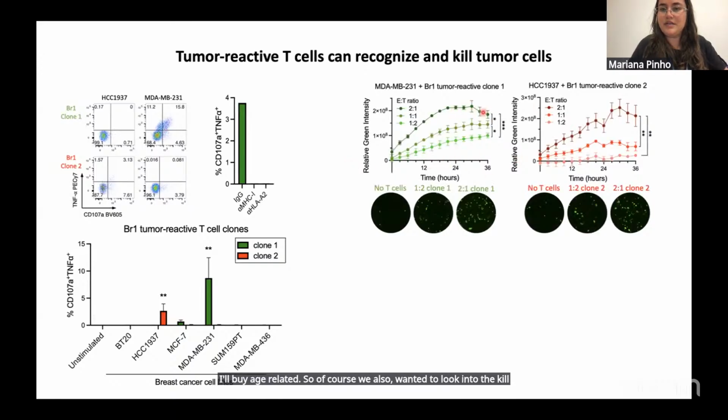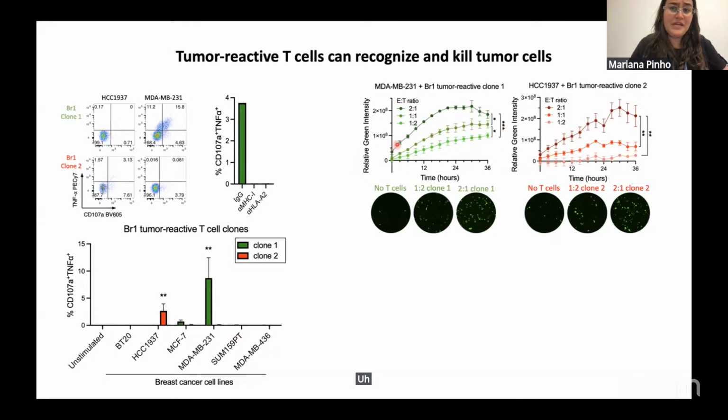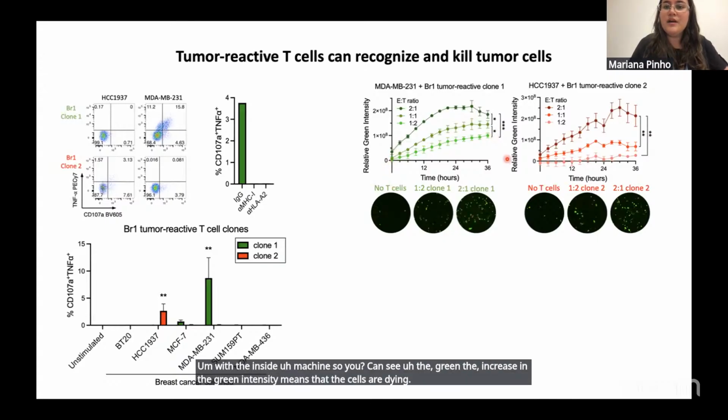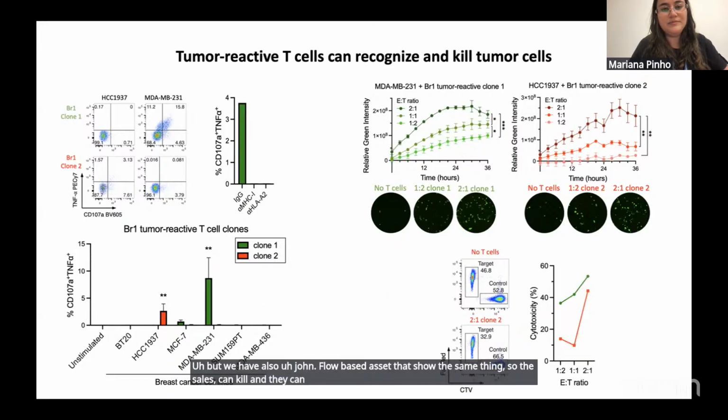Of course, we also wanted to look into the killing. This is a killing assay using microscopy with the IncuCyte machine. You can see the increase in the green intensity means that the cells are dying. But we have also done a flow-based assay that shows the same thing. So the cells can kill and they can recognize tumor cells.